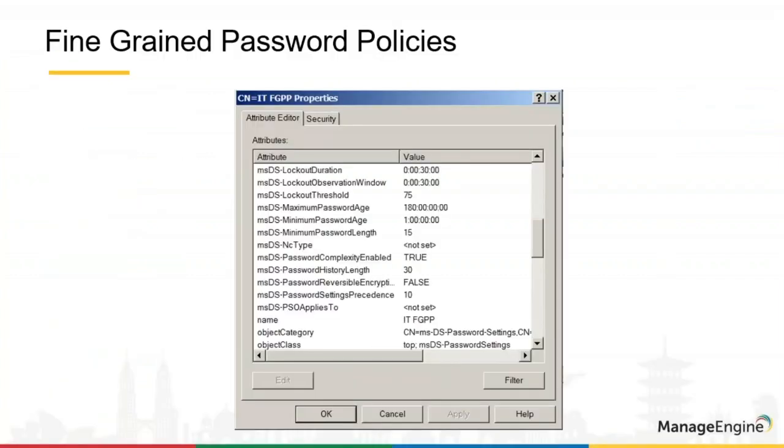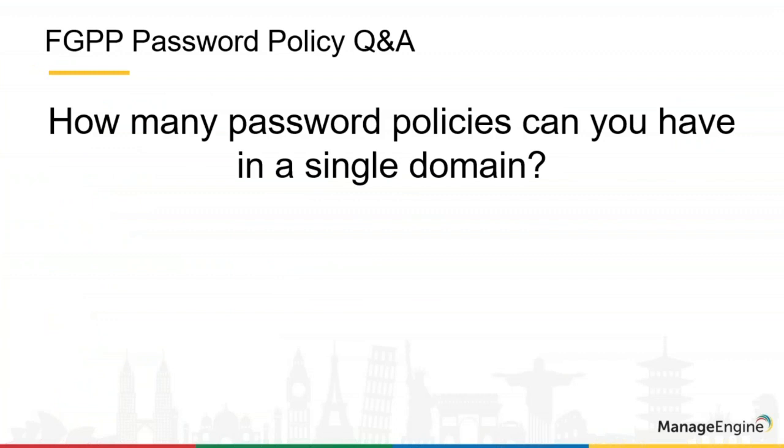So my question to you is, how many can you have in the same domain using fine-grained password policies? I'm sure it's a binary number somewhere, like 128 or something, but I've never seen an organization hit it. But you can have multiple. So now IT can have one password policy, finance another one, and executives a different one. This is how you can have multiple password policies in the same domain.